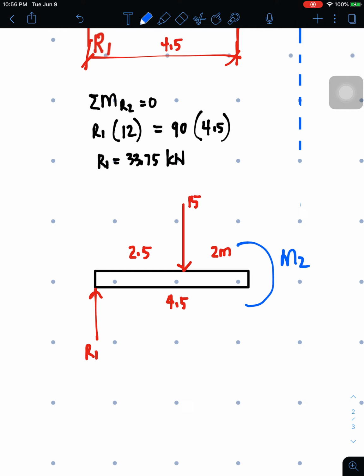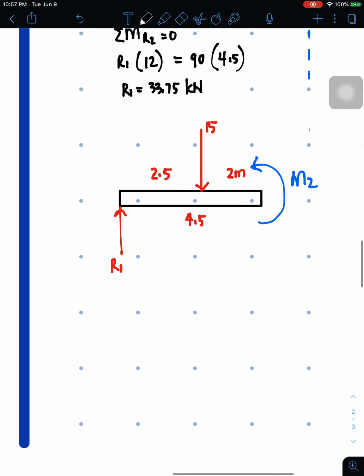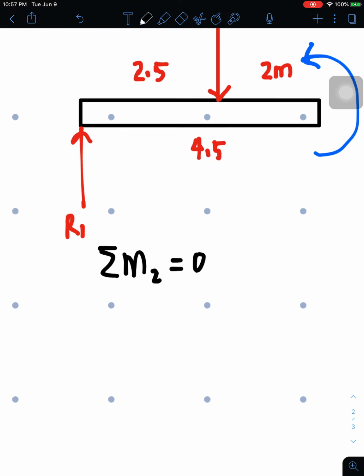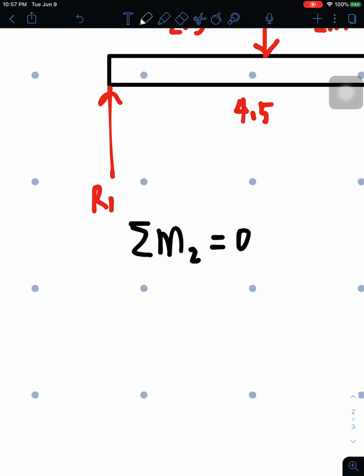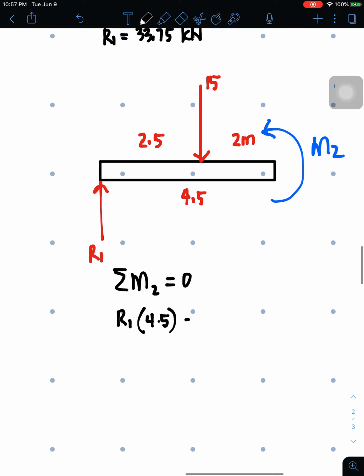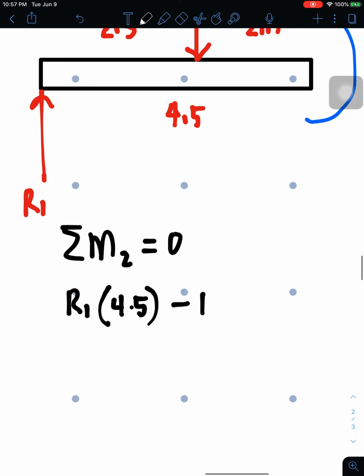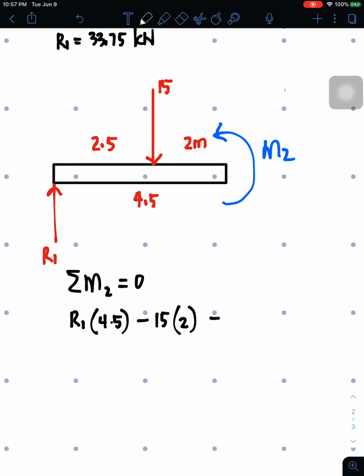And then we're now going to proceed with providing M2. The direction, again, since we're on the right side, it should be counterclockwise. Then let's now have summation of moment about the point of cutting at point M2. That's equal to 0, clockwise positive, counterclockwise negative. So you have to start with R1 times 4.5, then minus 15 times 2, and then minus M2 equal to 0.